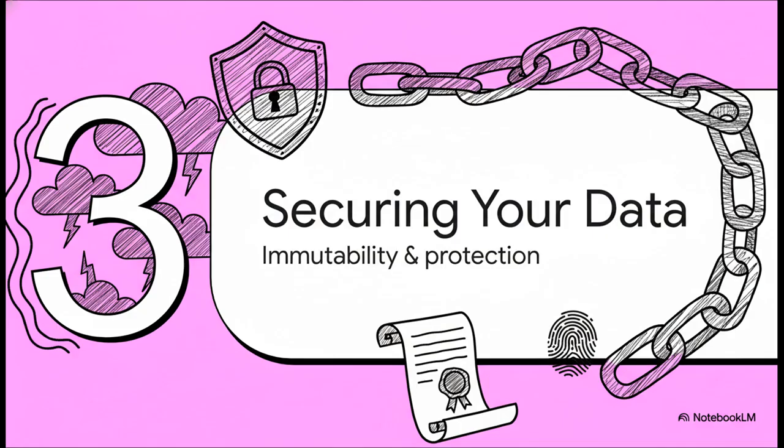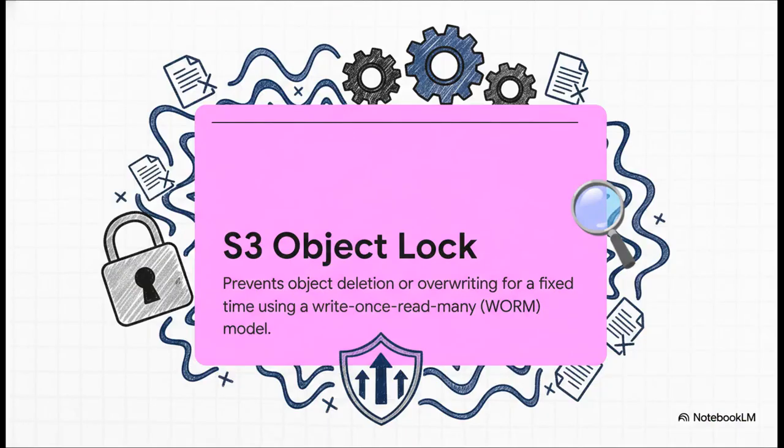Well, we have to lock it down. And this isn't just a nice-to-have. For a lot of industries, it's a strict legal requirement. And for that, one of the most powerful tools in your arsenal is S3 Object Lock. It enforces what's called a WORM model, write once, read many. Basically, once an object version is locked, it becomes immutable. It cannot be changed or deleted for its entire retention period. End of story. This is huge for compliance and fighting ransomware.